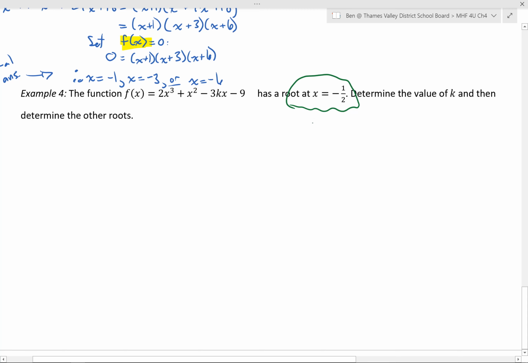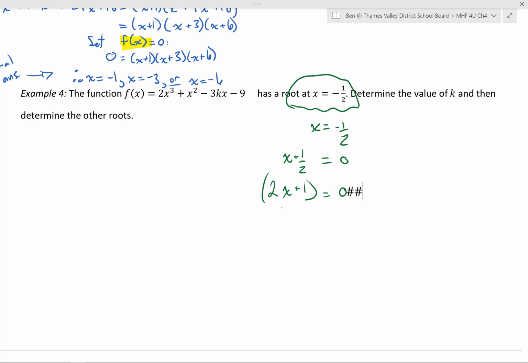Well, that means that we have a factor. x equals -1/2, and we can basically unisolate. We can collect all of our terms on one side so that there's a 0 on one side. That means x plus 1/2 equals 0. And if I want to rearrange that further, that is 2x plus 1 equals 0, and that is one of my factors. Okay, well, if that's one of my factors, that's well and great. What does that mean? Well, what that means is something that we're going to come back to later.